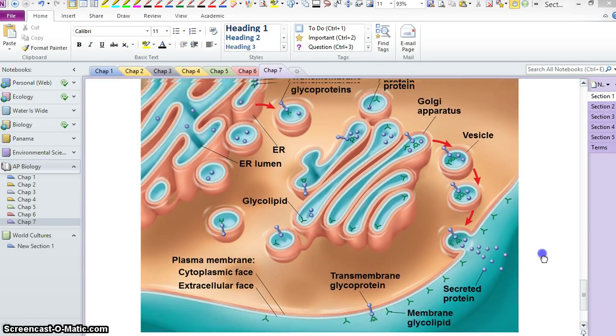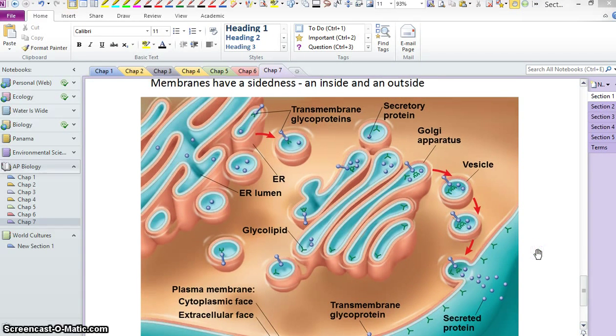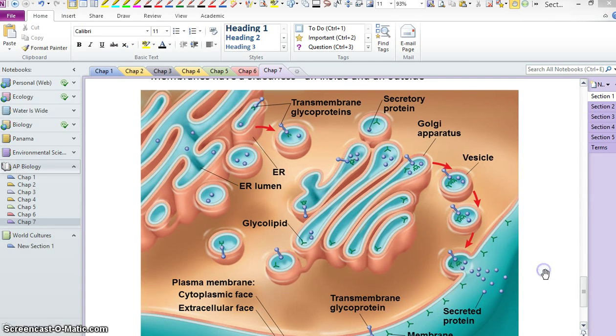So membranes have a sidedness, sort of an inside and an outside, and so you can see, as we've mentioned before, portions of membranes can break off, say the ER, and then fuse with the Golgi, and then others can break off the Golgi and form these vesicles. So it's a very dynamic system, and you can see that the side of the membrane that's on the inside of the Golgi apparatus and the endoplasmic reticulum and these vesicles becomes the outside of the cell membrane. So those glycoproteins that will stick out of the cell will basically be on the inside of the endomembrane system.